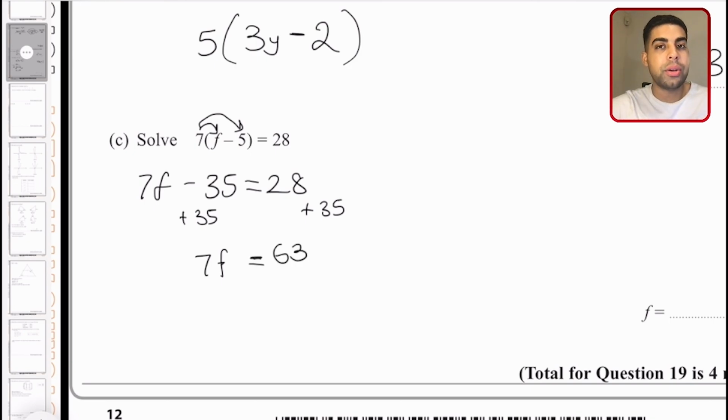And now, just to note here, whenever we have a number alongside a variable, which would be our f, that means we multiply it. So 7 times f gives us 63.